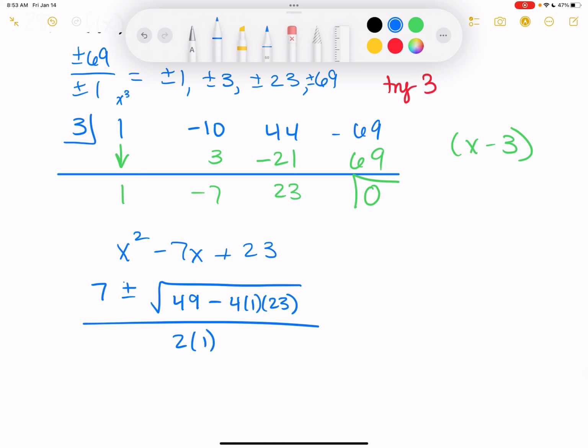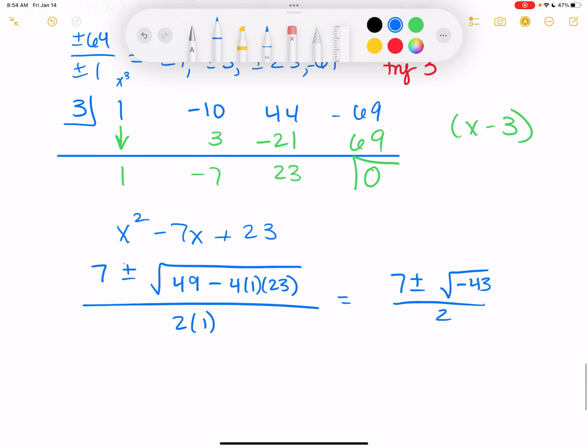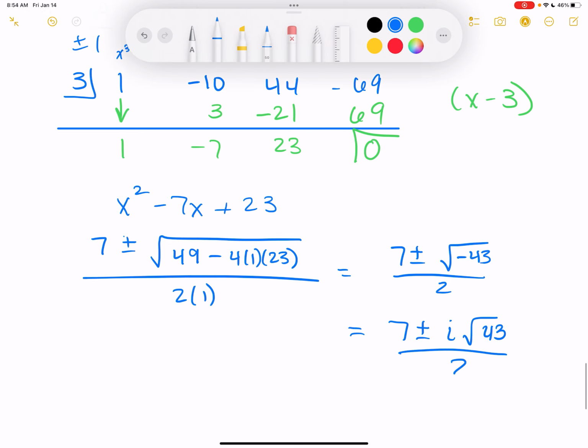49 minus 92, right? Negative 43. Yes, negative 43. So 7 plus or minus the square root of negative 43, all over 2. If I have a negative under the radical, what happens? I. So 7 plus or minus i root 43. Is 43 something that can have something pulled out of it? It's a prime number, right? Correct.